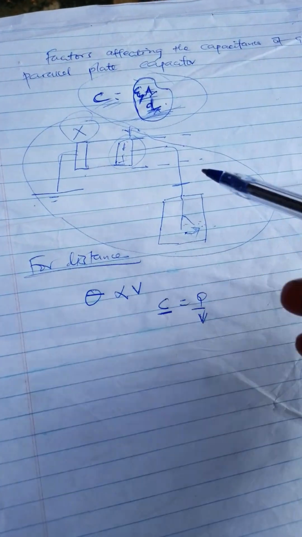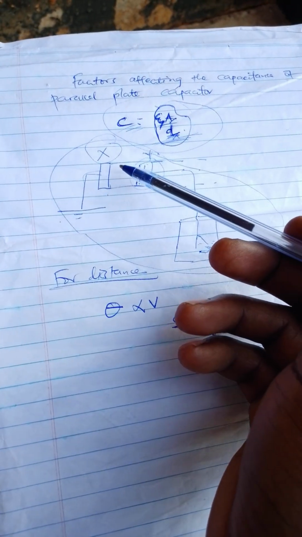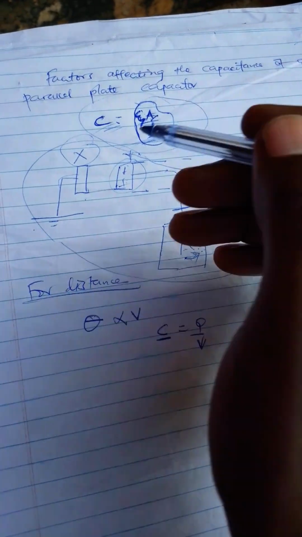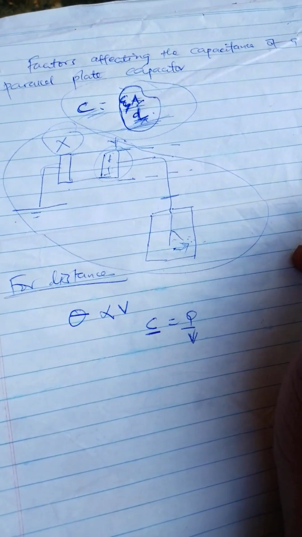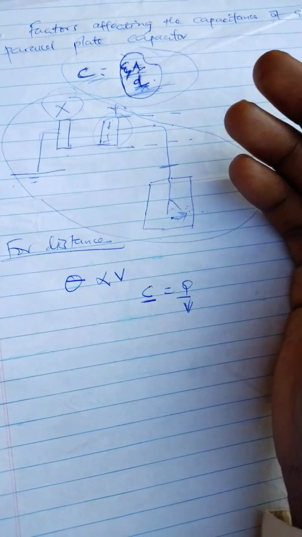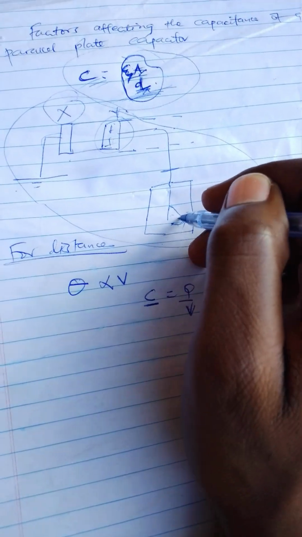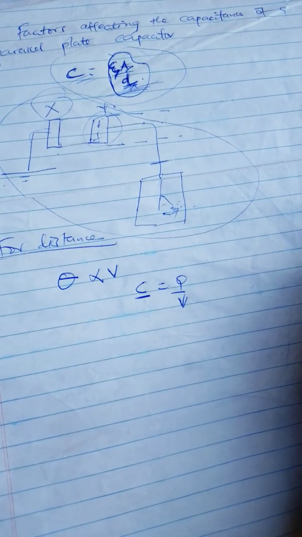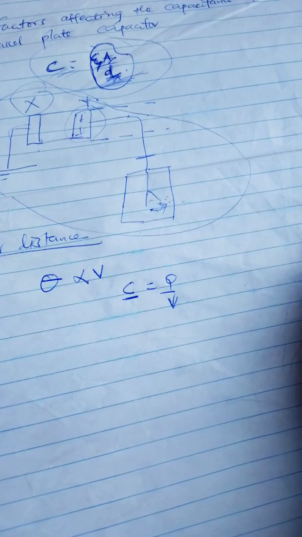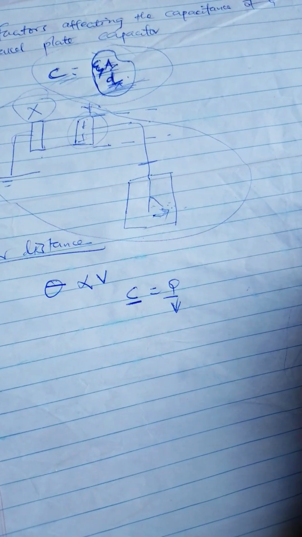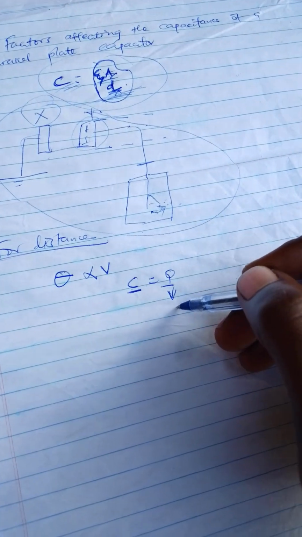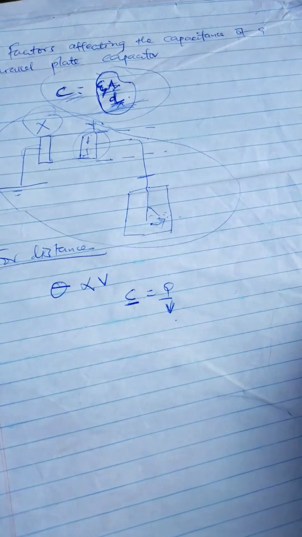I repeat, for distance, I'm going to vary by moving one plate away from the other, but making the area of overlap constant. When I move one plate of the capacitor away, you realize that the divergence of the gold leaf is seen to increase. When divergence increases, the PD also increases, since PD is directly proportional to the angle of divergence. And therefore from C is equal to Q over V, as V increases, C decreases.